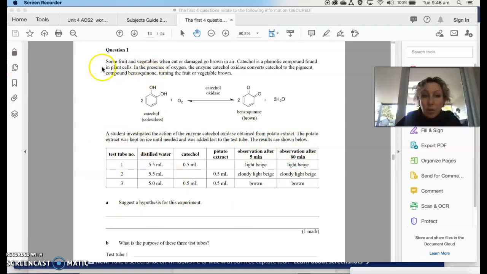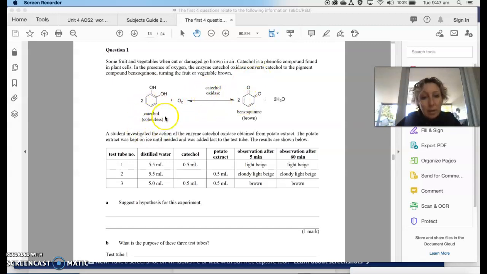So firstly, we've got a general knowledge fact: things go brown when exposed to air for some fruits and vegetables such as apples and in this case potato. Catechol is a phenolic compound found in plant cells. Okay, that's just information for you. In the presence of oxygen, the enzyme, now we're labeling the enzyme here, we've got the name for it, the enzyme catechol oxidase. I want you to circle that, write the word enzyme next to it. Always keep in mind that this is the enzyme.